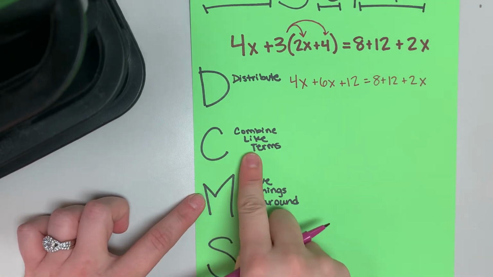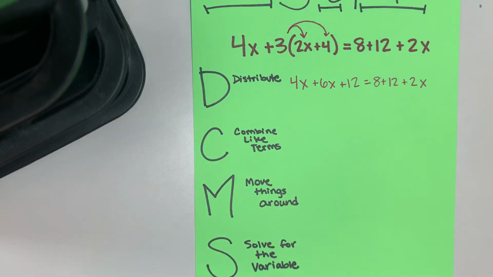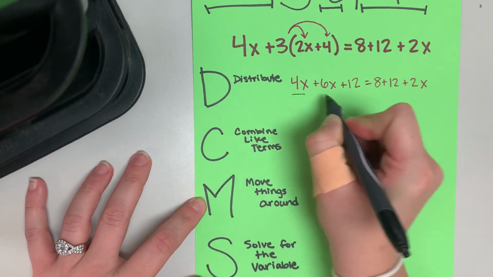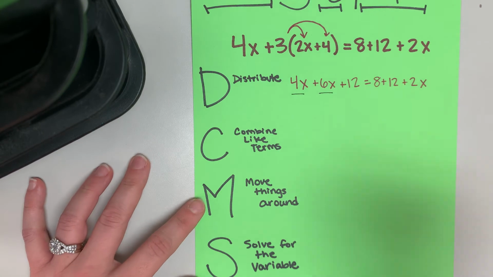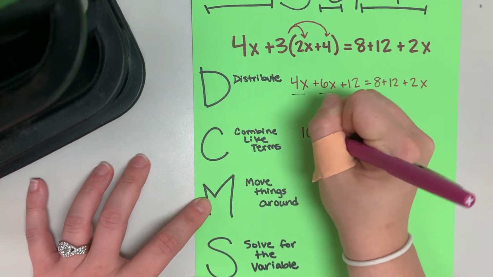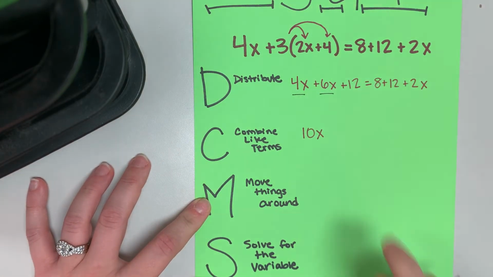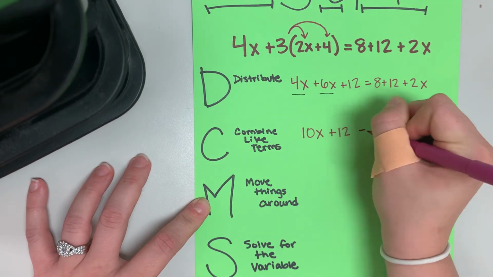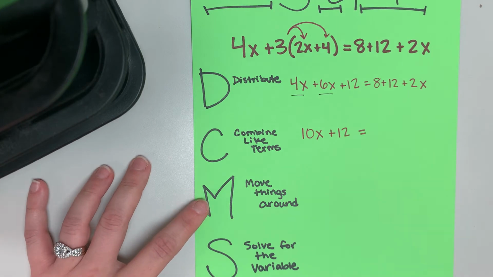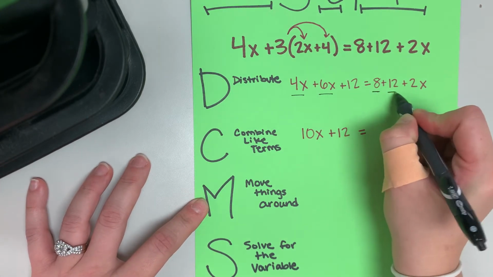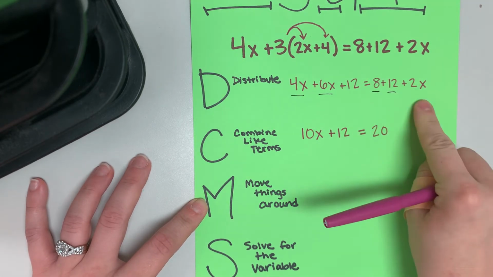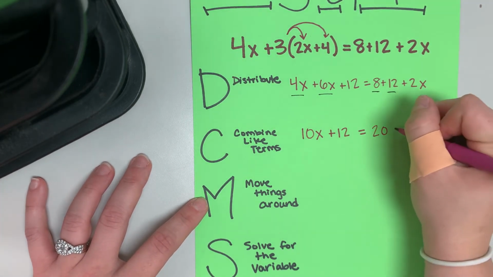Now, the next step is to combine like terms on the left, combine like terms on the right. So let's see if there's anything that we can combine. On the left, you can combine that 4x and 6x, and that is going to make 10x. You cannot combine 12 with anything on the left, so you're going to bring that down. Bring down your equal sign. On the right, you can combine the 8 with the 12 to make 20. You cannot combine 2x with anything, so you're going to bring that down.